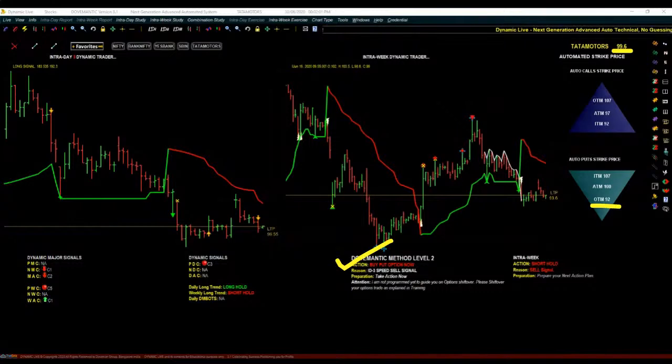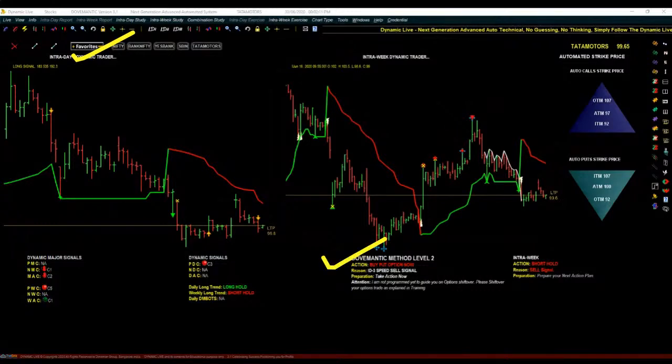So this is how easy it is. All you are doing is selecting your favorite stock or index in this Dynamic Live, checking what this Dominic Method action information is telling you to do, and whatever it tells you, based on that, simply place orders, start trading, and start earning money. Today, when you have access to this intelligence, there are some very unique benefits as a trader that you can draw from it. Let's have a look.